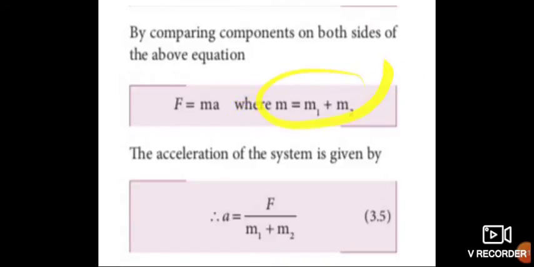So what is m? m is equal to the mass of the first body plus the mass of the second body, so m is equal to m1 plus m2. So the acceleration of the system is given by substituting in this equation: F is equal to (m1 plus m2) times A. So A is equal to F divided by (m1 plus m2).